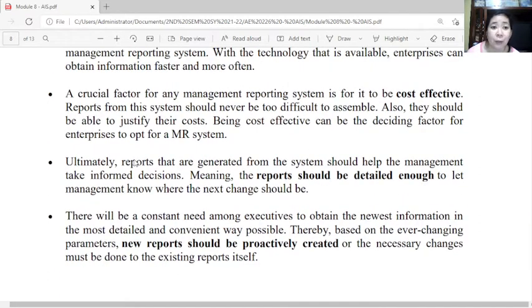Another crucial factor for any management reporting system is for it to be cost effective. So the management, in implementing an MRS, should weigh the cost and the benefits, meaning the benefit should always outweigh the cost. The reports from this system should never be too difficult to assemble, and they should be able to justify having a greater cost. So being cost effective can also be the deciding factor for enterprises in implementing an MRS.